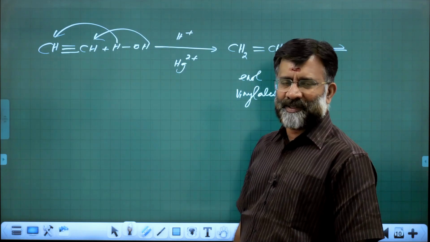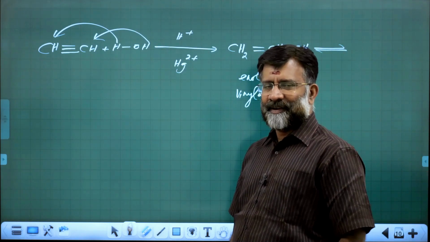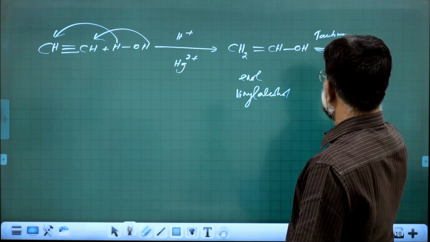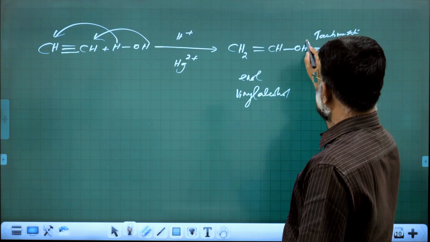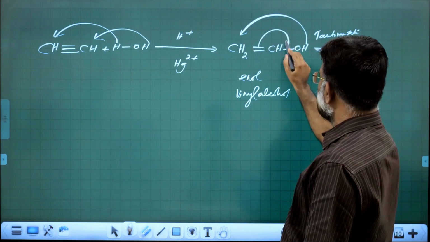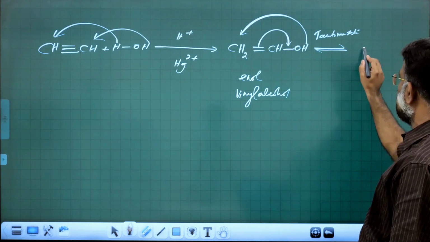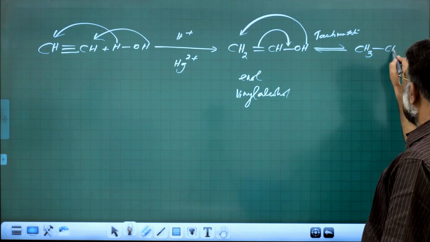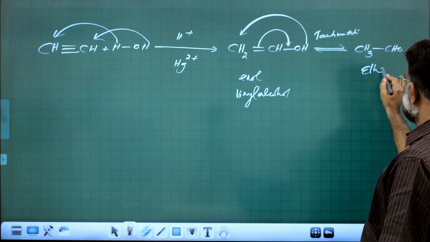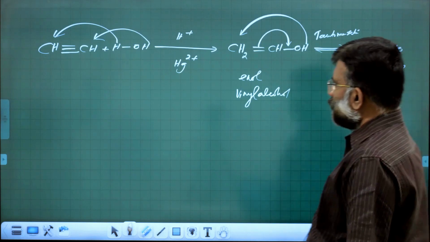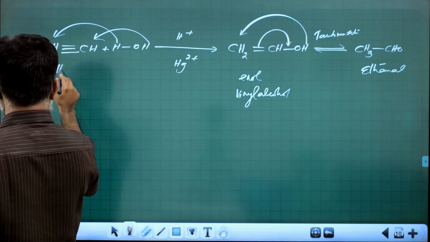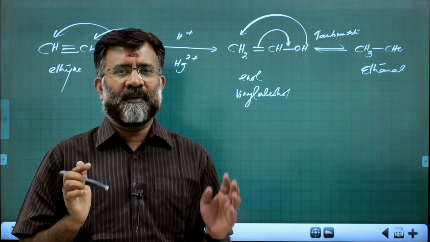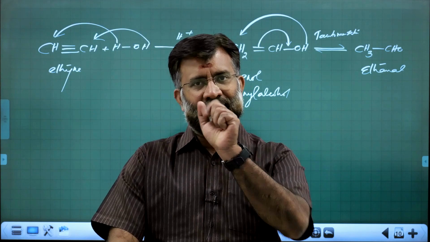What is that isomerization called? Exactly, tautomerism. It undergoes tautomerization. This hydrogen migrates here and this double bond comes between carbon and oxygen. You get CH2 turn CH3, double bond turn single bond, and you get CHO, that is ethanal. So if you start with ethyne, you get ethanal. Ethyne upon hydration, you get ethanal.